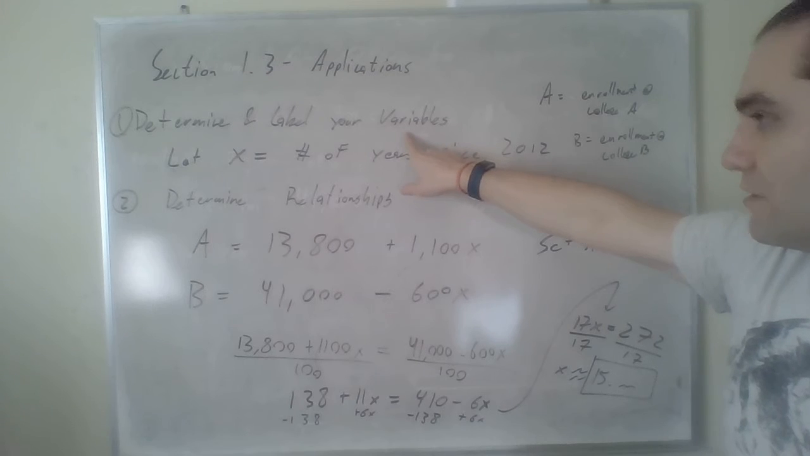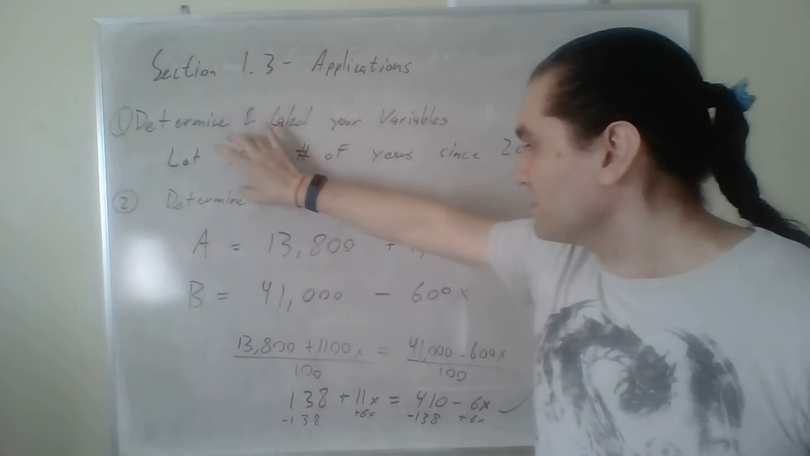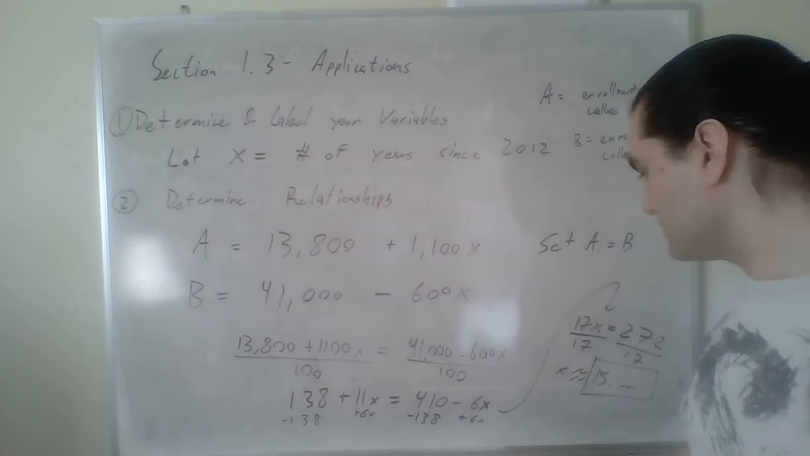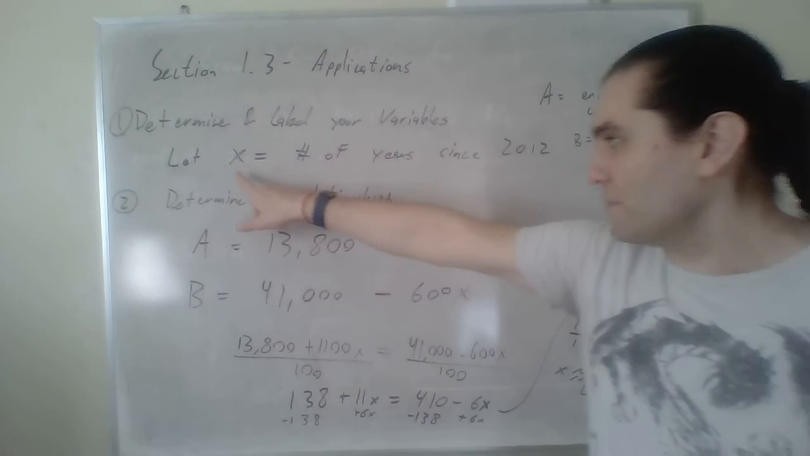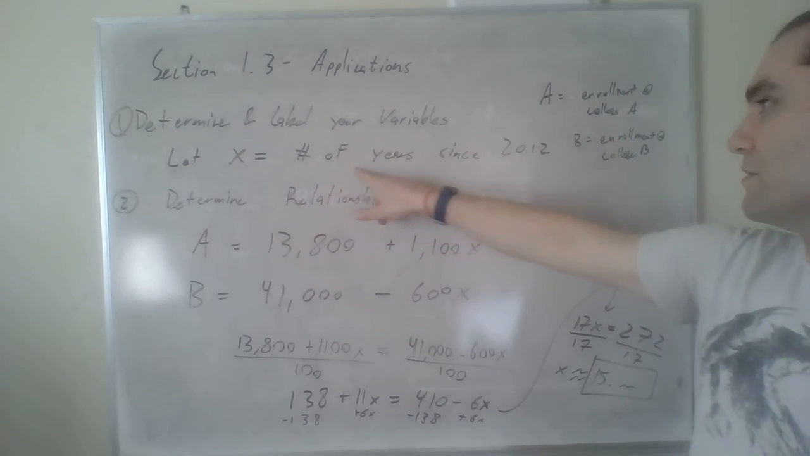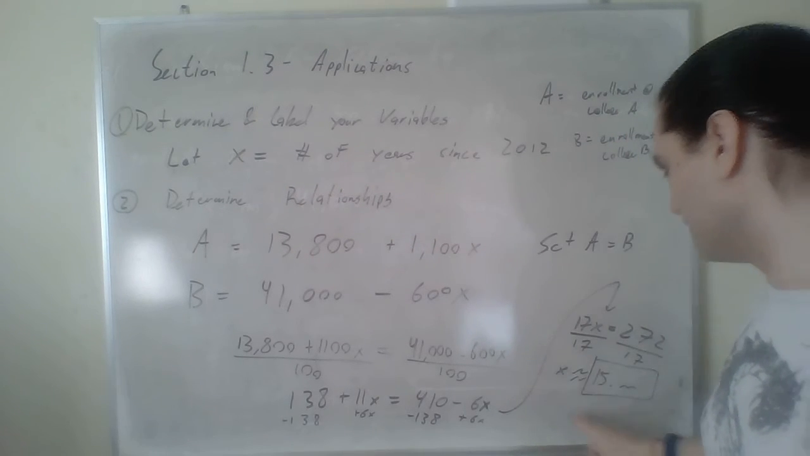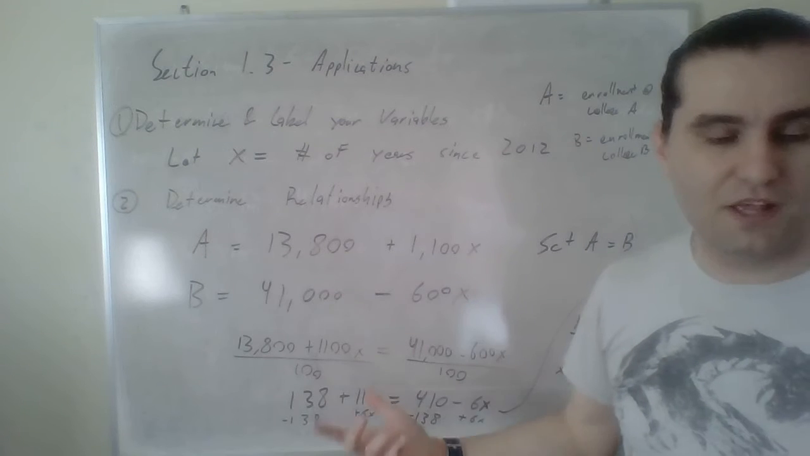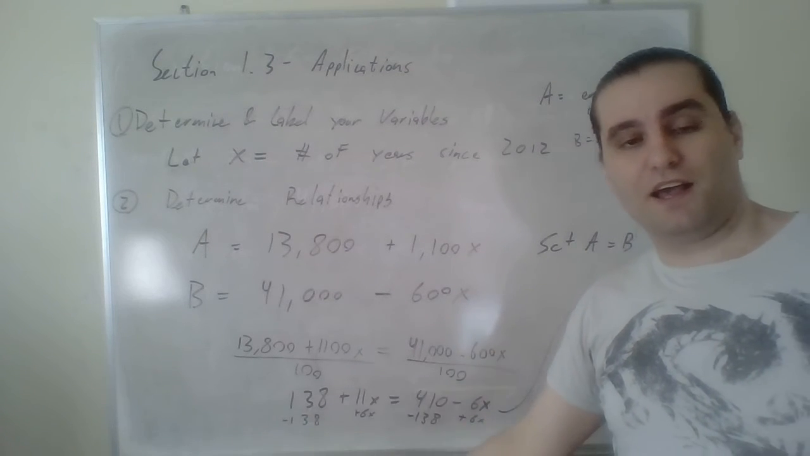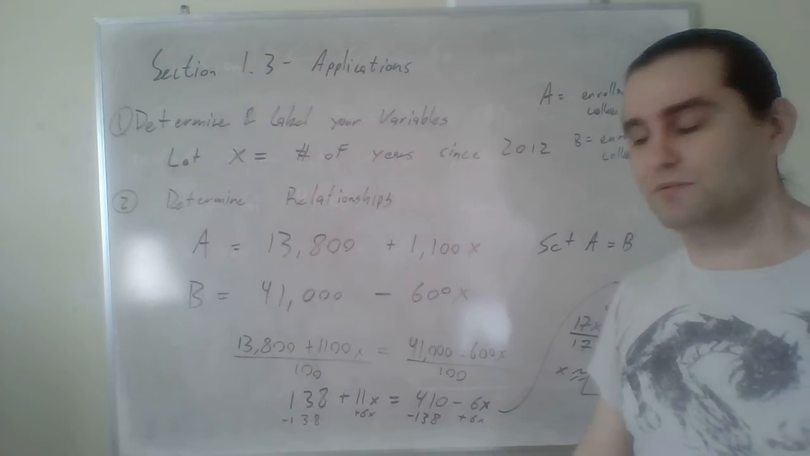Determine and label your variables. If your variables are well defined and you have that written down, then once you know that x equals 15, you can just go right back to this and say, okay, what does x mean? x is the number of years since 2012. So 15 years since 2012. That means we're in 2027. And that's it. That's all you have to do.